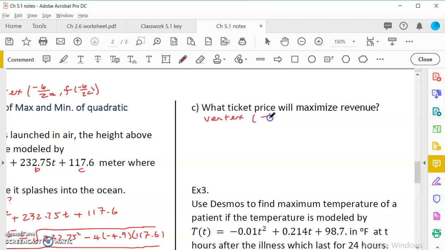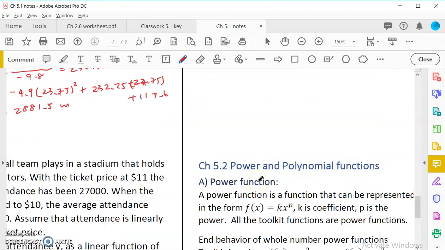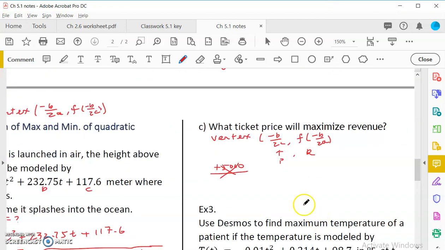The vertex is negative b over 2a and then f of negative b over 2a. This is the price, and this is the revenue. So the price would be just negative b over 2a. Let me look at it: b is 82,000, so negative b is negative 82,000, and a is negative 5,000. So negative 82,000 over 2a, that would be over negative 10,000. So that would be 8.2.